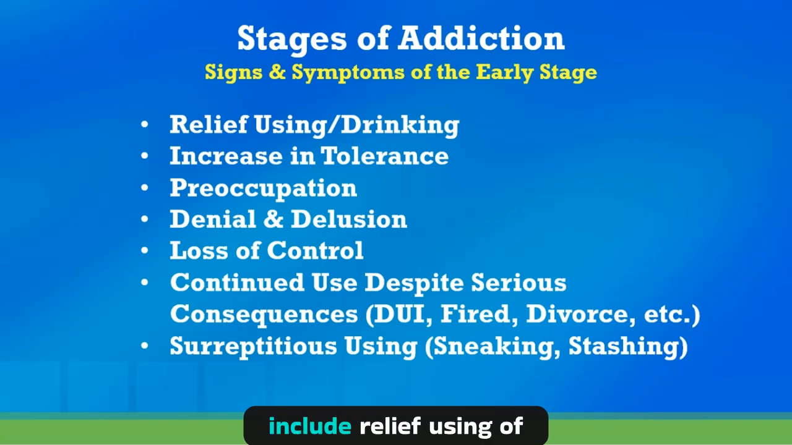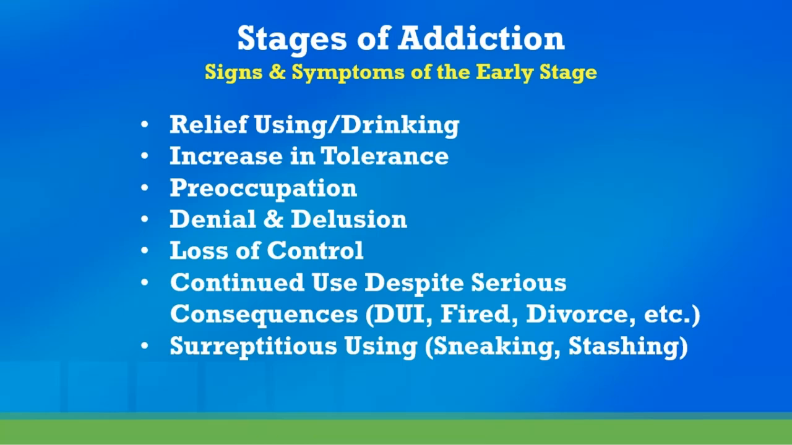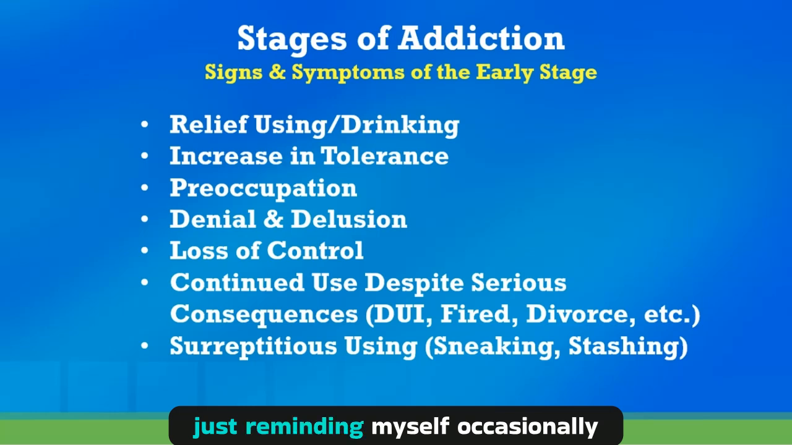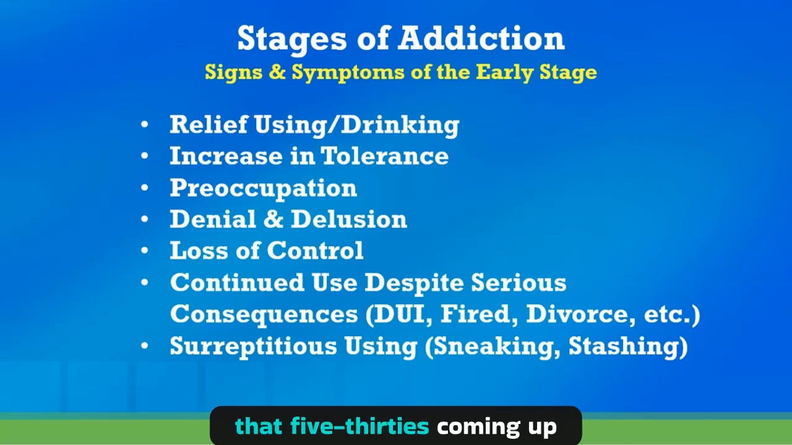The signs include relief using of the addictive process, whether it be drinking or sexing or gambling or working too much. Then there's an increase for the addictive behavior or the addictive substance. And there's a preoccupation that starts out kind of small and then continues to grow over time. The preoccupation may be as simple as just reminding myself occasionally that 5:30 is coming up.